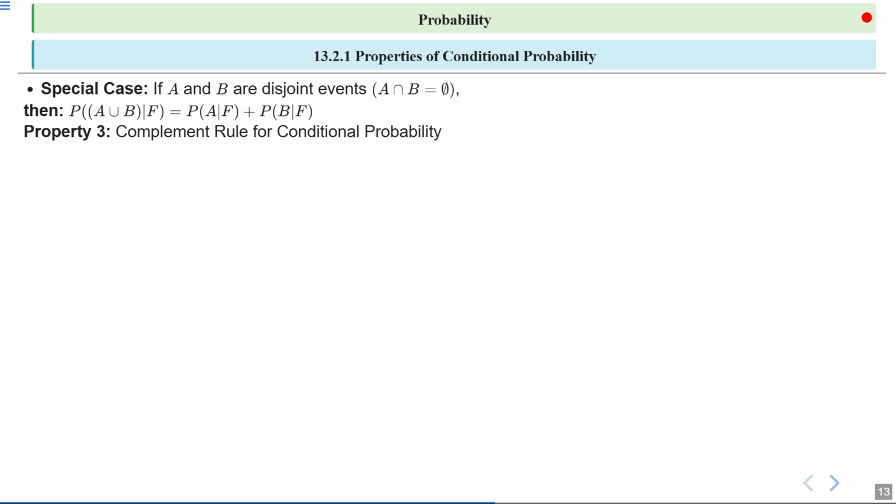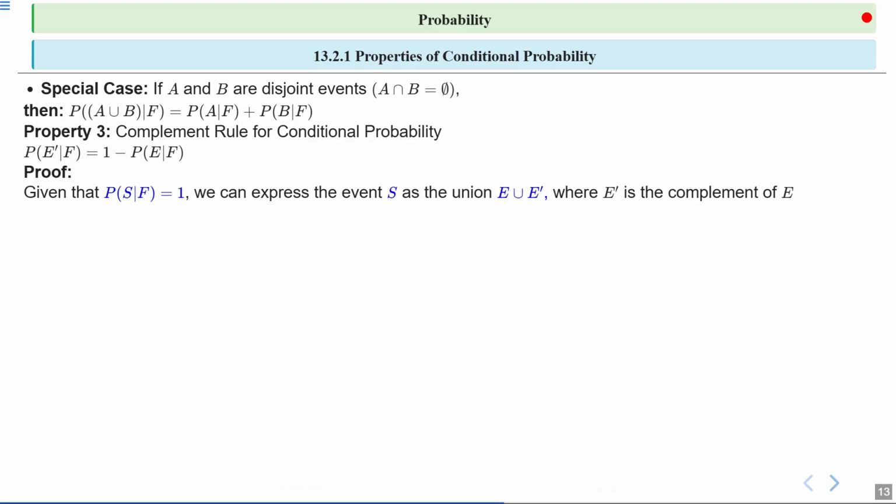Now property 3, complement rule for conditional probability. We can say that probability of E complement upon F will be equal to 1 minus probability of E upon F. Let's see the proof of this. Given that probability of S upon F is equal to 1, we can express the event S as E union E complement, where E complement is the complement of E. Therefore, probability of E union E complement upon F will be equal to 1.